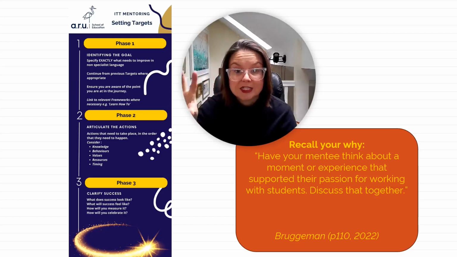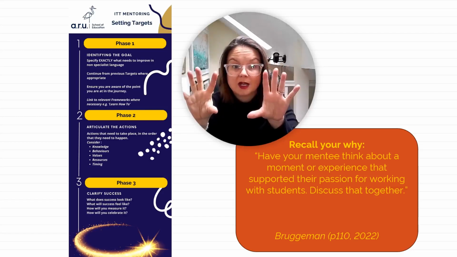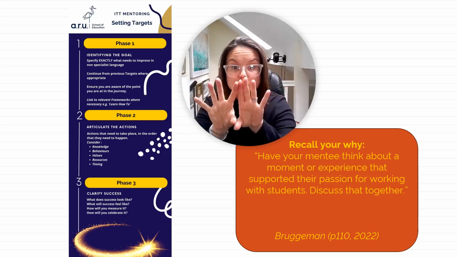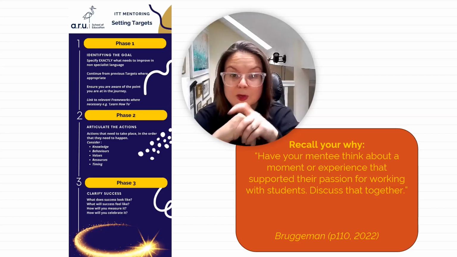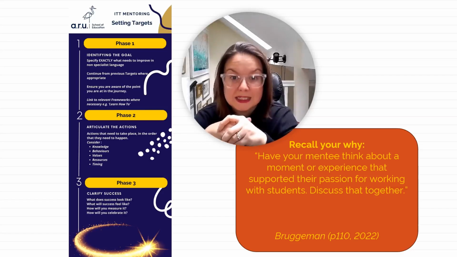So we've identified the goal. Now we're articulating the actions because we're going to join those things together. So think about how we're using those imperative verbs to break down the steps needed to move towards the goal.